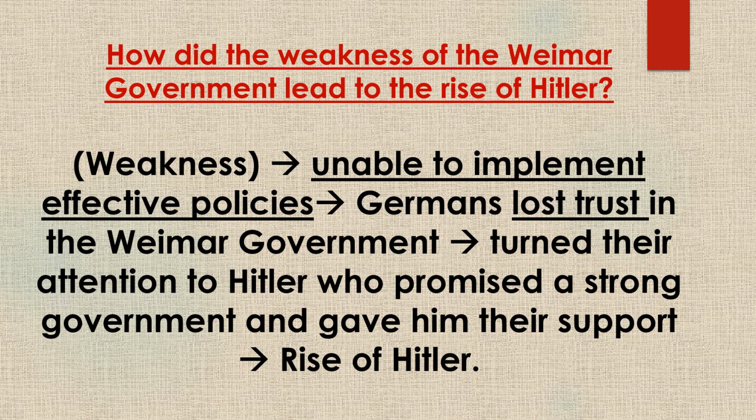So our main question, or rather our so what, our explanation. How exactly did the weakness of the Weimar government lead to the rise of Hitler? Number one, they are unable to implement effective policies. Because of this, the Germans lose trust in the Weimar government and they turn their attention to Hitler, who promised a strong government, and gave him their support. Hitler will say later on that he's going to make sure he has a strong central government, which is more effective than the Weimar government.